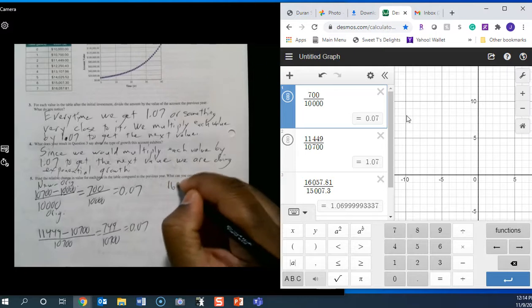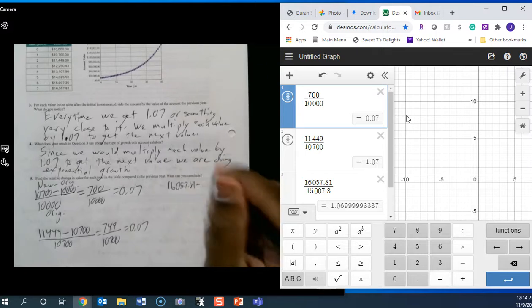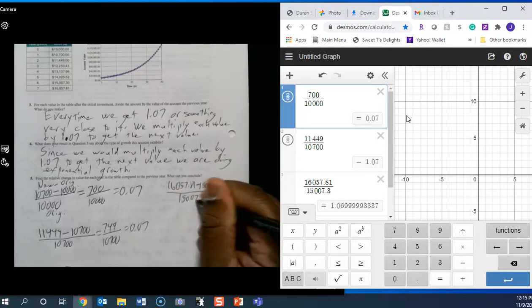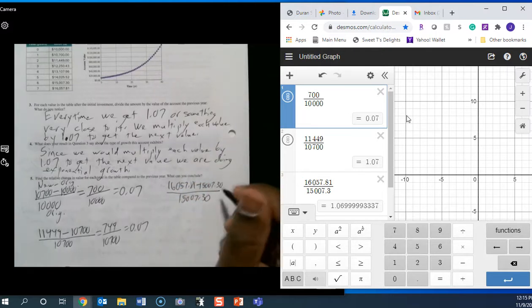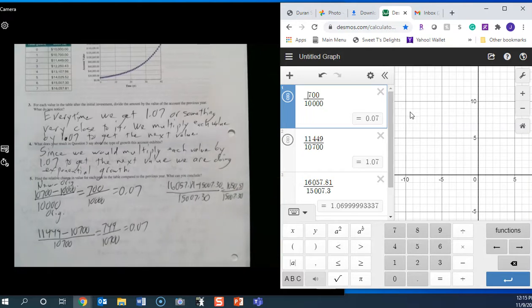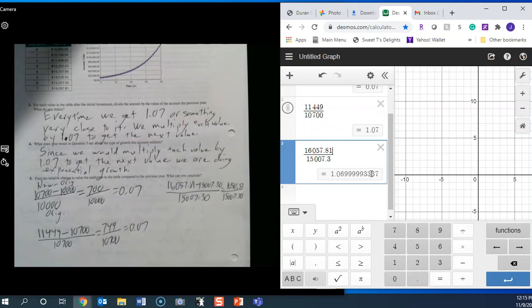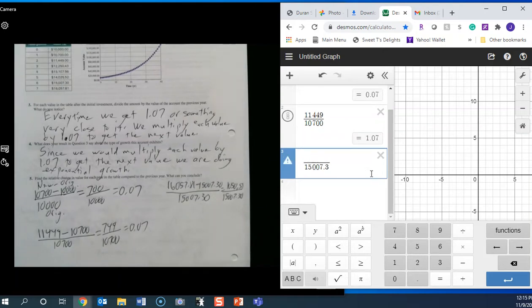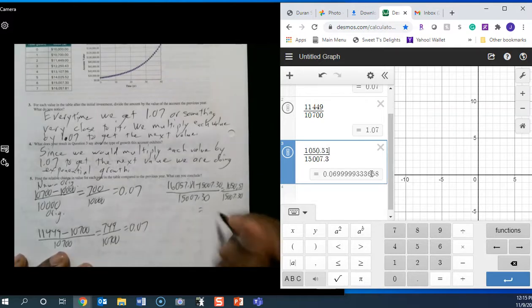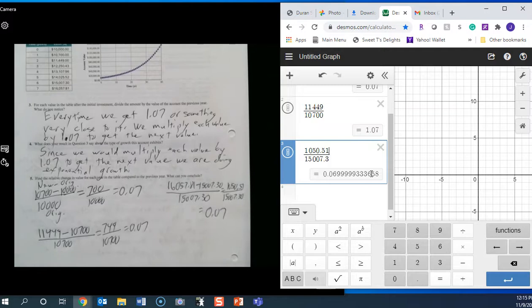So we would have 16,057.81 minus the 15,007.30 divided by the 15,007.30. Now, when we subtract this, this will give us 1,050.51 divided by the 15,007.30. Now, we'll put this in our calculator, which would be 1,050.51. And we will round that to 2 decimal places, which will give us 0.07.